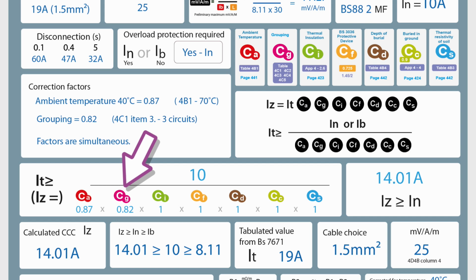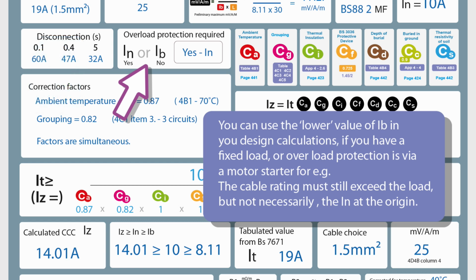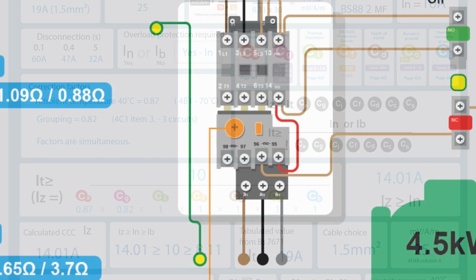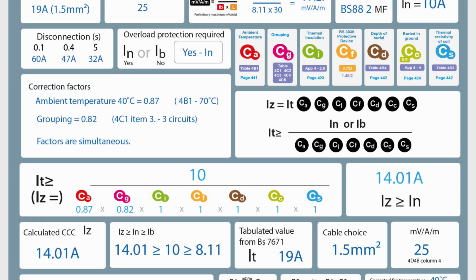And we have to consider, is overload protection required? If overload protection is not required, you can use the IB, the design current. But because this is a motor, and a motor can stall, it can overload, so we do need overload protection. You've actually got overload protection in the direct online starter. You don't necessarily want the fuse to be operating though because of an overload on a motor. The overload in the direct online starter will deal with motor overload. We're still going to calculate as if overload protection is required. We're going to use IN. So we're going to divide IN by our correction factors for ambient temperature and grouping. This will give us a value for IZ, for which we can choose our IT.